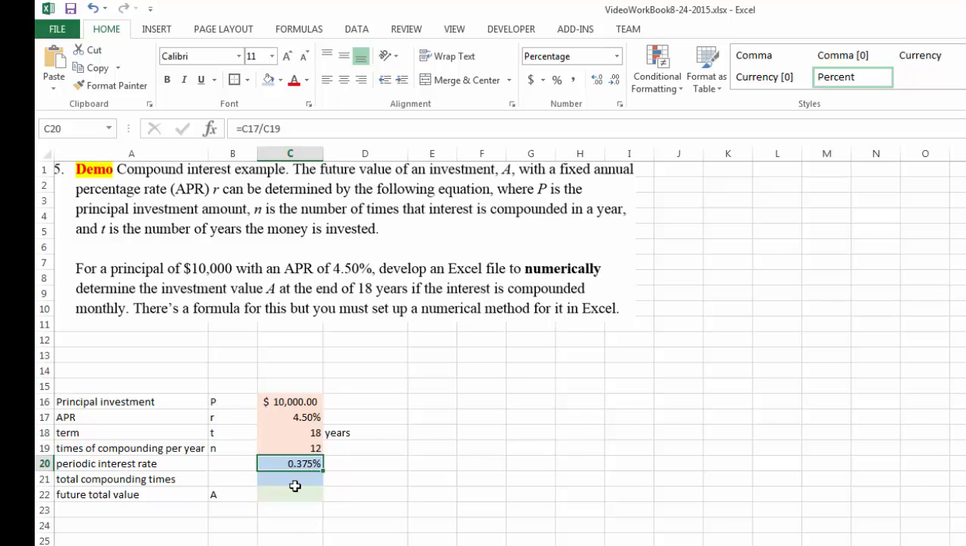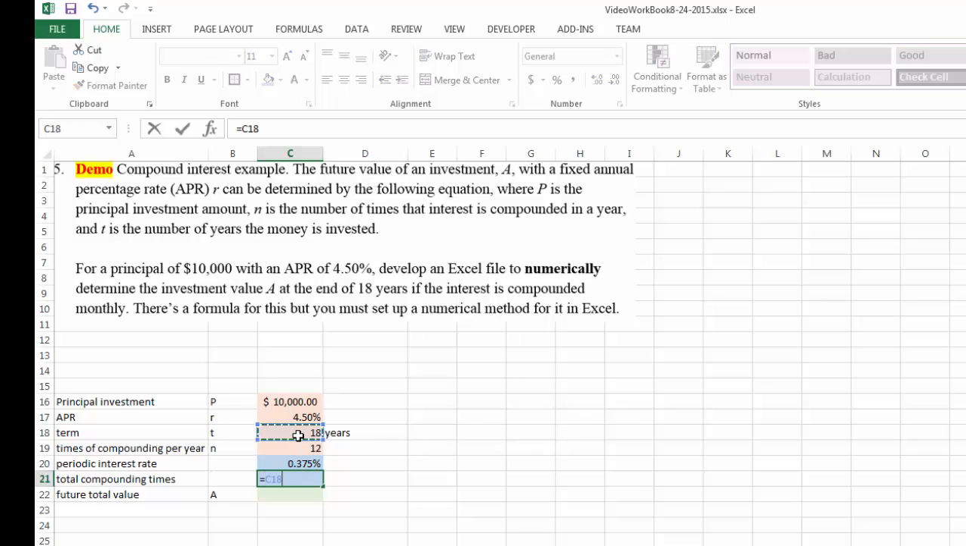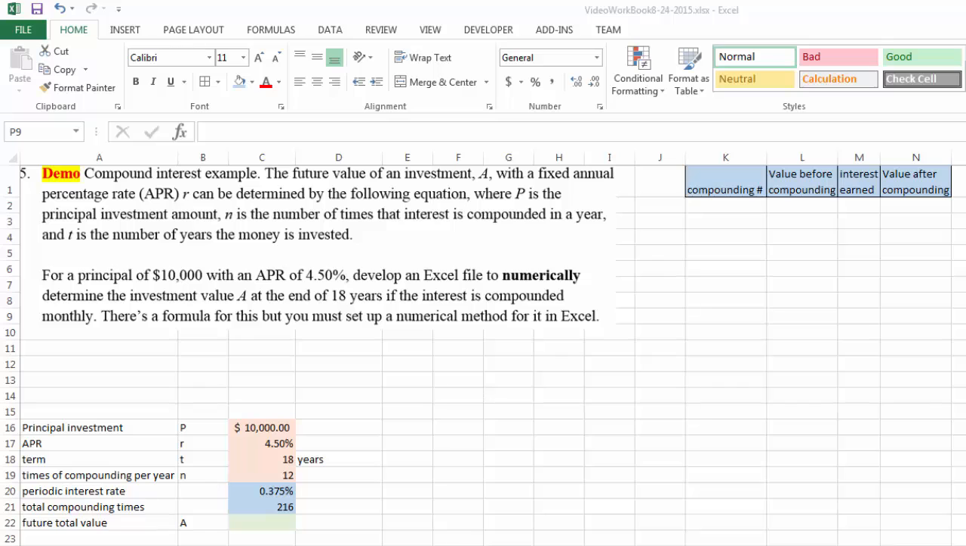Total compounding times. If we compound the money 12 times a year for 18 years, this number equals to 18 multiplied by 12. That's 216 times. Currently, because we're not going to use the formula directly, we don't know the future total value yet. So we're going to set up a separate region to do that calculation.